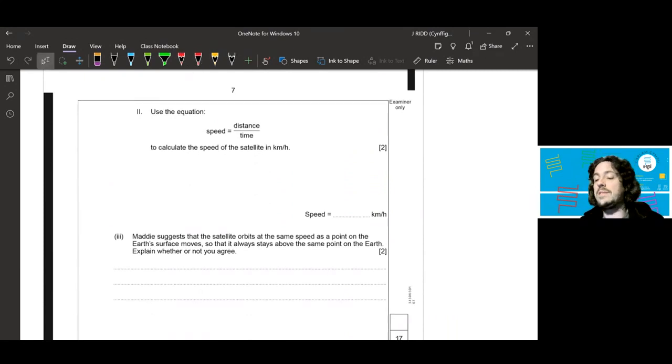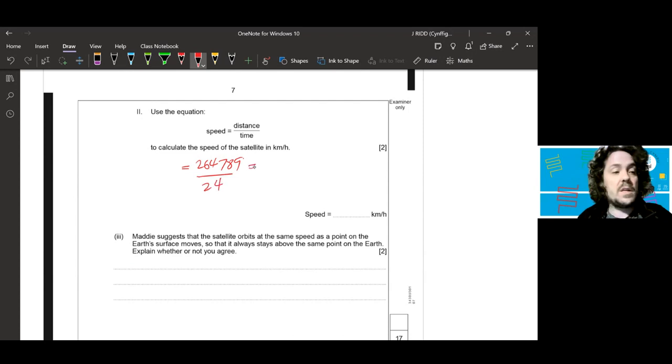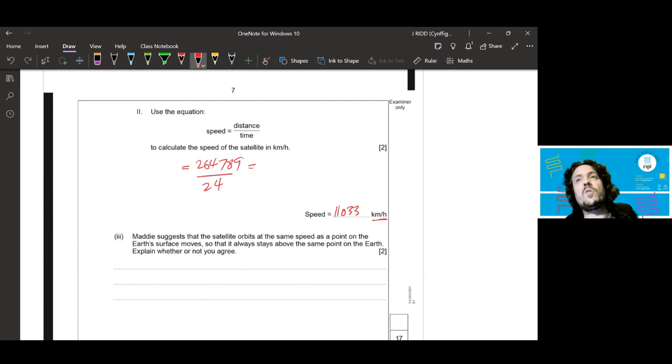Use the equation speed is equal to distance divided by time to calculate the speed of the satellite in kilometers per hour. So we know our distance from the previous part of the question. So this is going to be equal to 264,789 divided by 24, giving us an answer of 11,033. Now again, no need to change anything because it's asking for the answer in kilometers per hour.